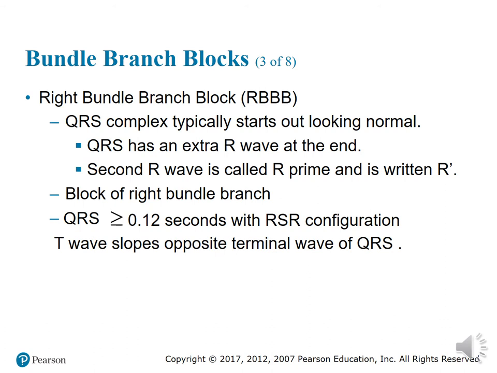All right. In RBBB, the QRS complex typically starts out looking normal. The QRS has an extra R wave at the end. I mentioned that before, the RSR. The second R wave is called the R prime and is written R'. Block of the right bundle branch: QRS greater than or equal to 12 with an RSR' configuration. The T wave slopes opposite the terminal wave of the QRS. I've said that a couple times.